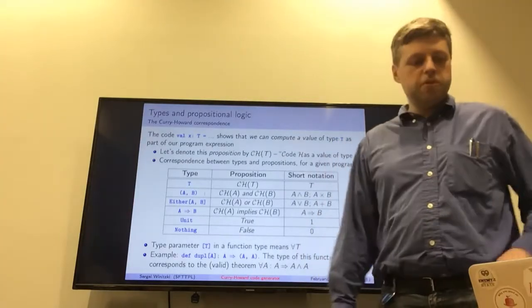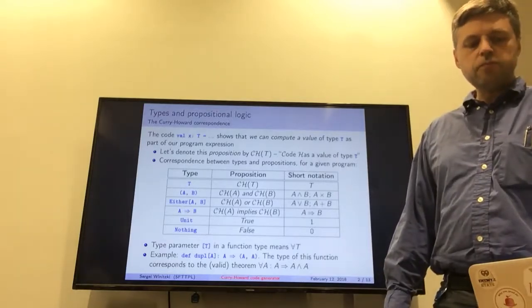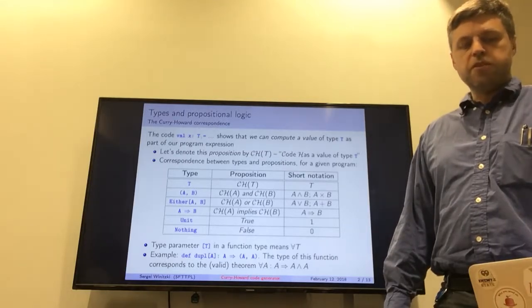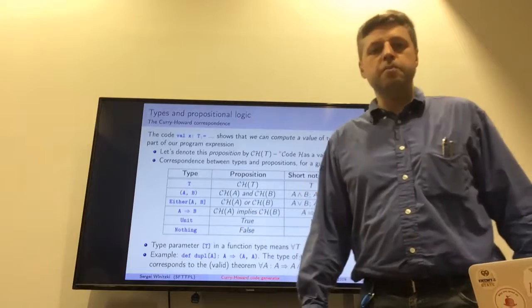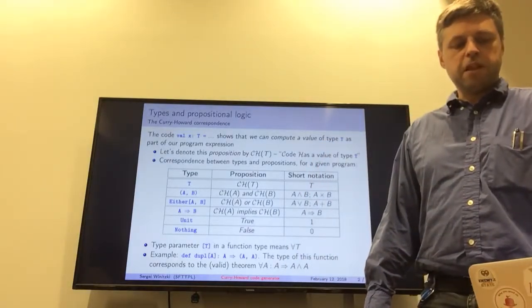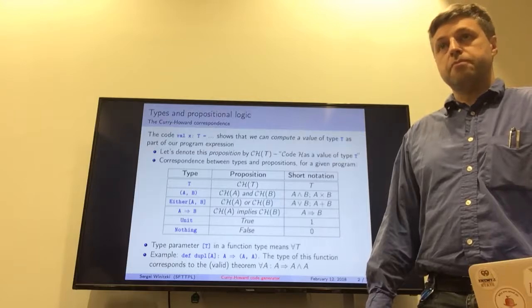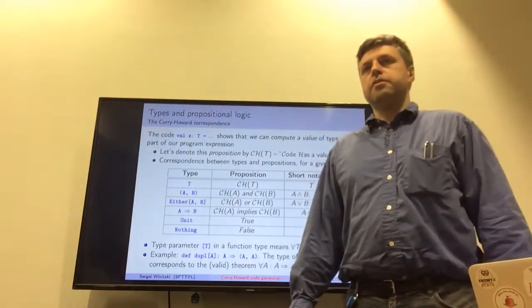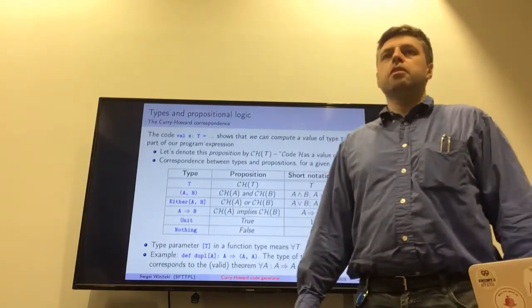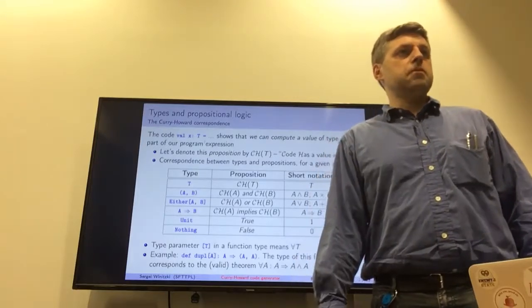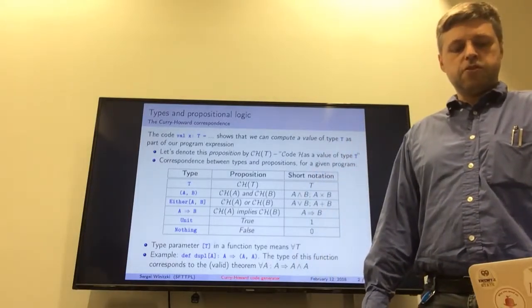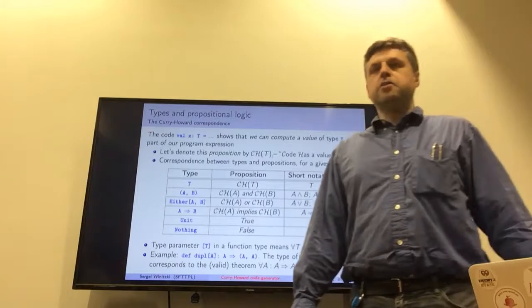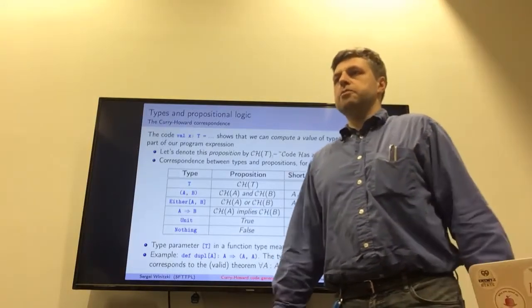So suppose you have code like this in your program. Assuming that this code compiles and runs, of course, this means you have been able to compute a value of type T in this program, at this place. So this is a proposition that your program can compute, or your code has a value of type T. Let's denote this proposition by CH of T. So that means code has a value of type T. Doesn't matter which value, just some value of type T.